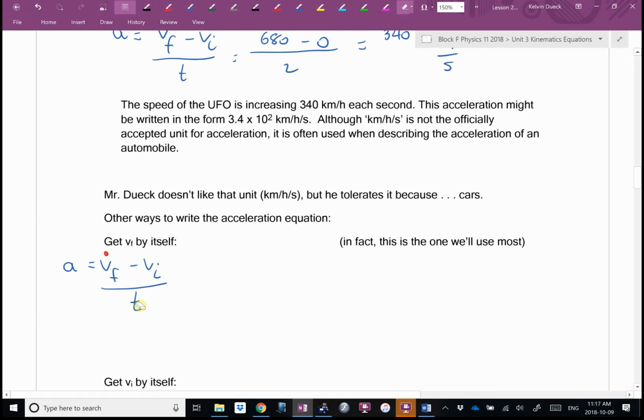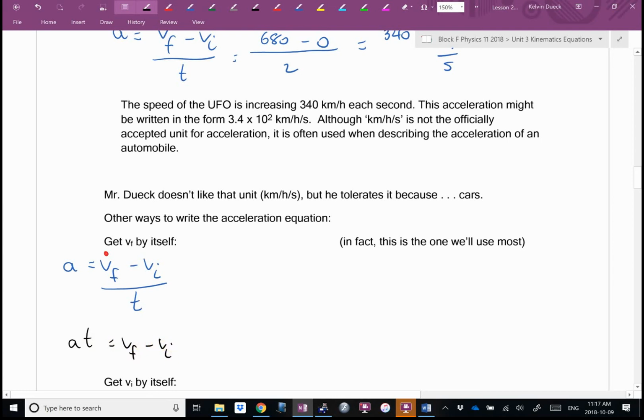That t, what's the t doing to the vf? Adding, subtracting, multiplying, or dividing? How will I move it over to this side? Dividing by t on this is the same as doing what here? So all of you right now, let's write this down. at equals vf minus vi.